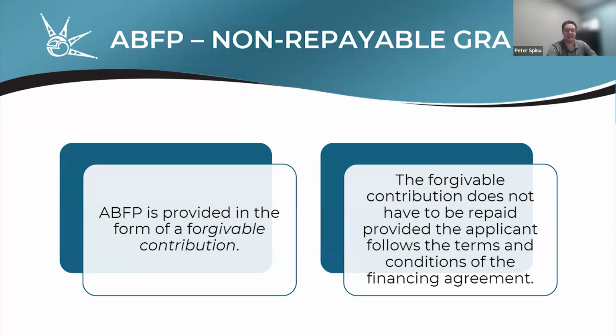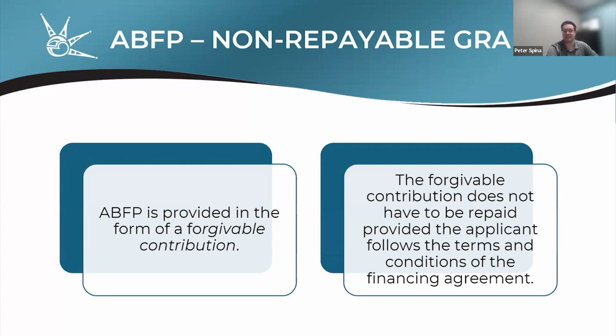So ABFP is a non-repayable grant. It is provided in the form of a forgivable contribution. Essentially, that's just fancy government speak for a grant. The forgivable contribution does not have to be repaid, provided the applicant follows the terms and conditions of the financing agreement. So basically, when you get approved for a grant, you get a letter, and that letter outlines the details of the grant.